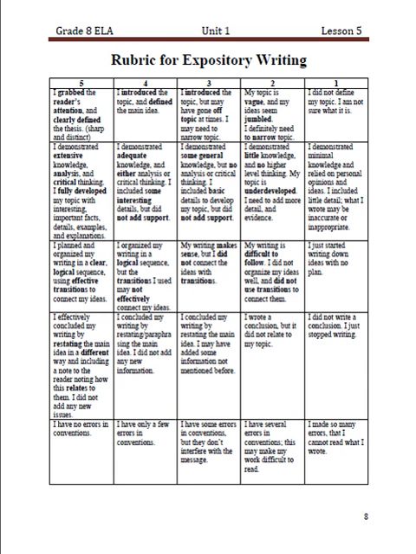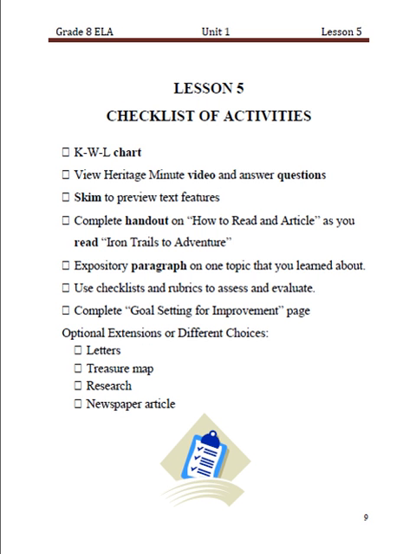Here's your rubric for the expository writing. Expository is different than the narrative that you did in the other lesson. Expository is explaining something. It's more informational. And then your checklist of activities with the optional ones cited there, and of course your goal setting.